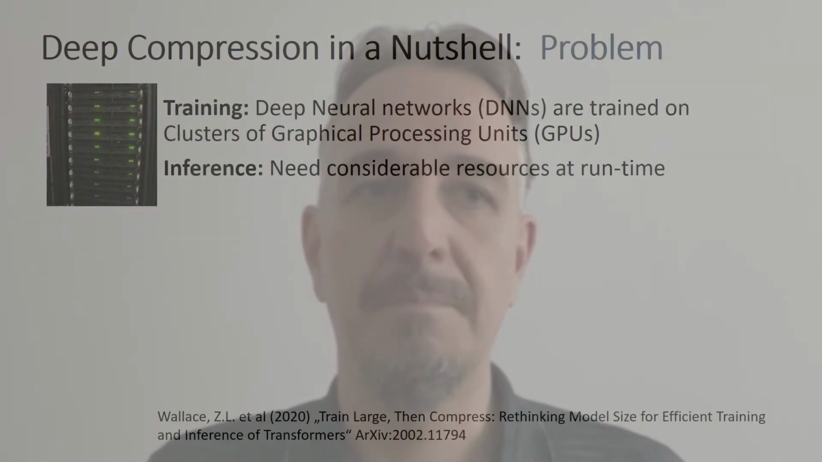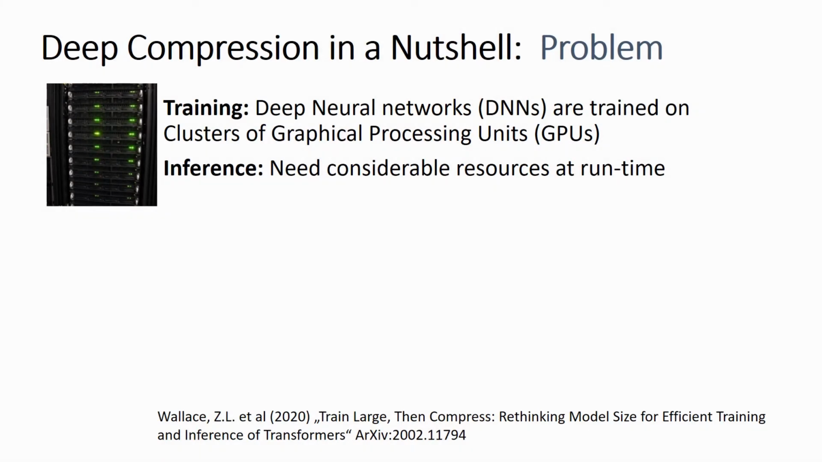I'm going to explain deep compression in a nutshell. Deep learning sometimes produces huge models, and deep compression provides automated ways of shrinking them down again. The problem is that deep neural networks, or DNNs, are typically trained on clusters of graphical processing units. As such, they need considerable resources at runtime or inference.